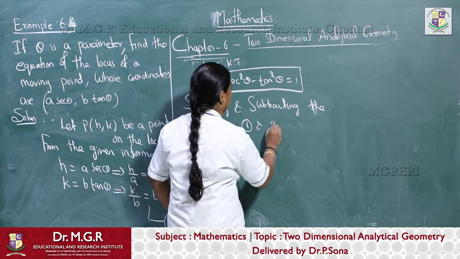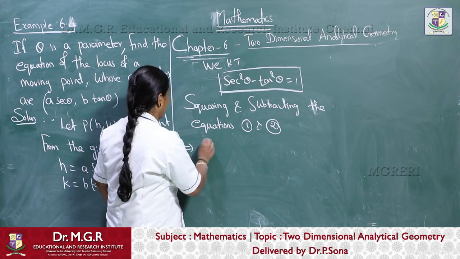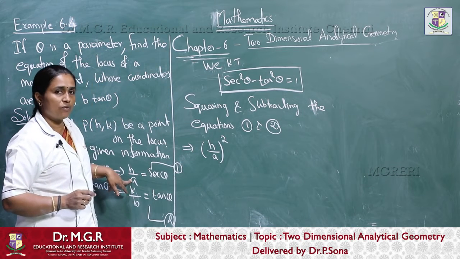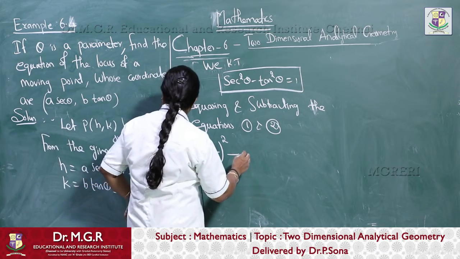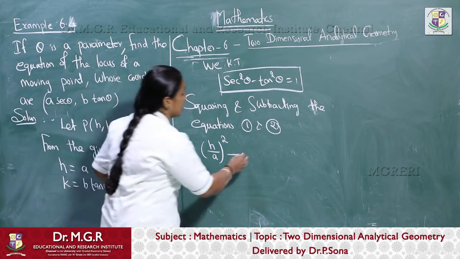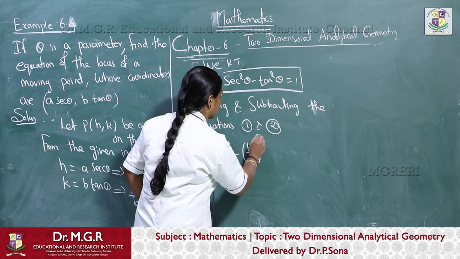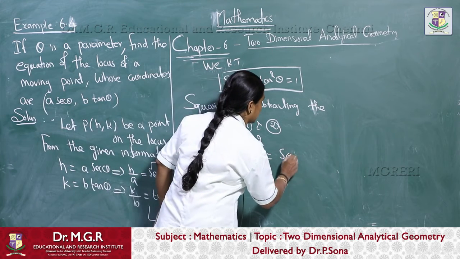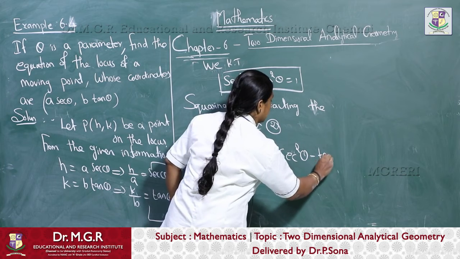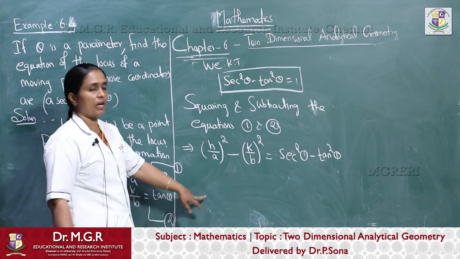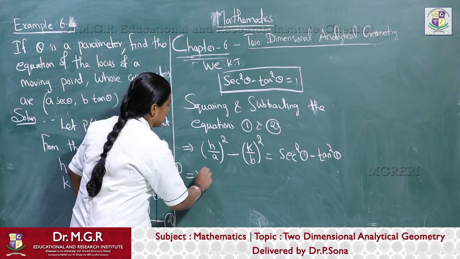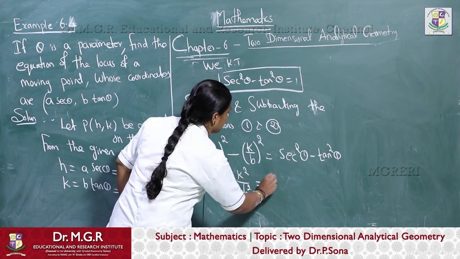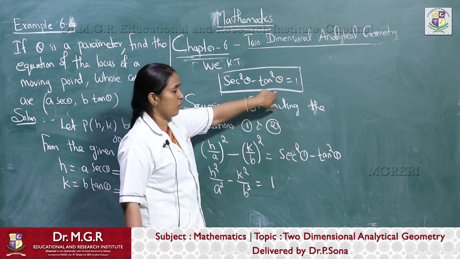Subtracting equations 1 and 2, we get h by a the whole square, the left side of equation 1, minus the left side of equation 2, k by b the whole square. So h by a the whole square minus k by b the whole square. On the right side, in equation 1 it is secant square theta, minus tan square theta, because in the second equation the RHS is tan theta. So now, h square by a square minus k square by b square is equal to 1, because of the trigonometrical identity.